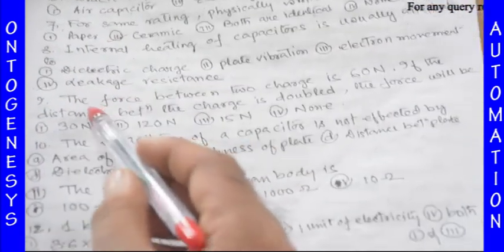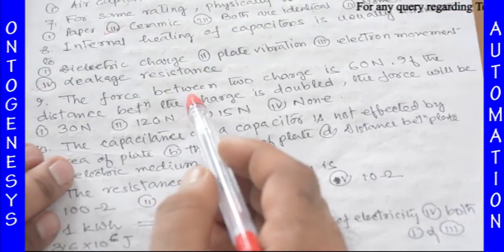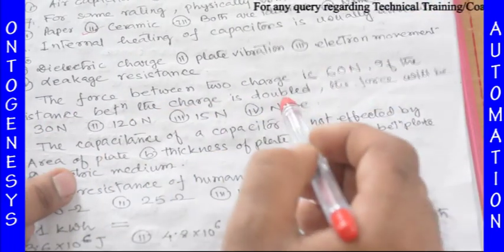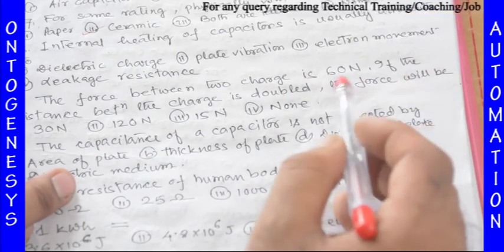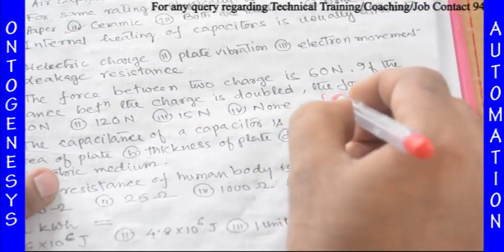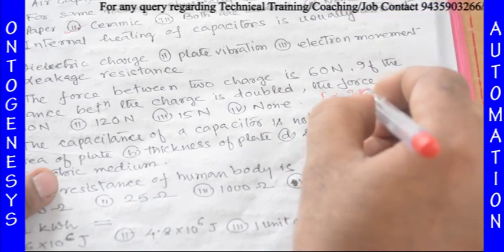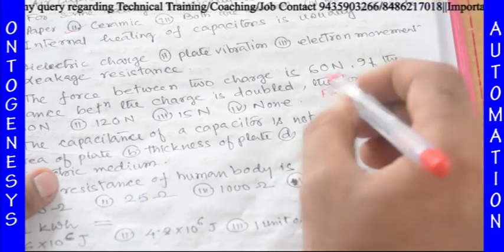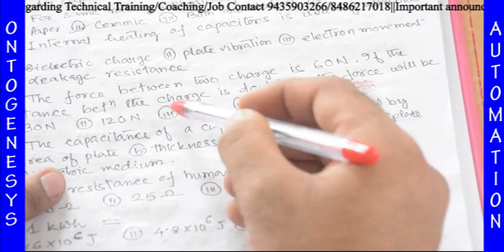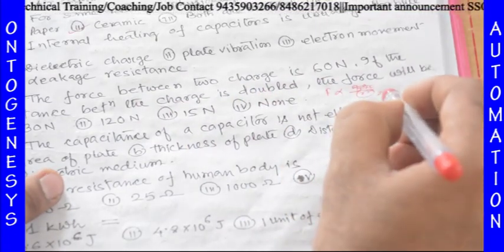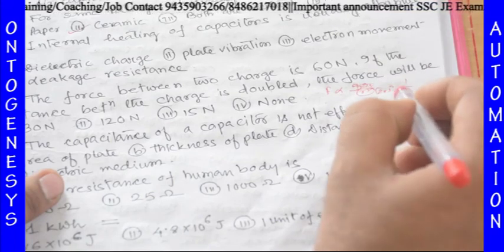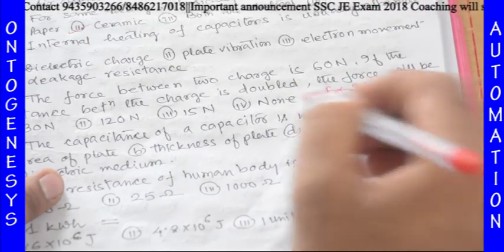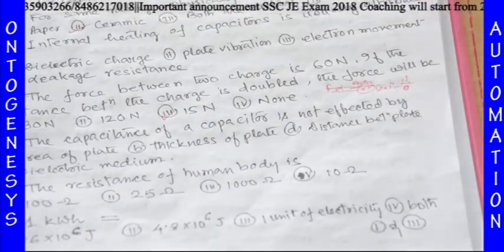Okay. Next one is the force between two charges is 60 Newton. If the distance between the charges is doubled, the force will be. So, force is 60 Newton and distance. So, we know force is directly proportional to your Q1 Q2 by R square. So, force is inversely proportional to your R square. Now, if the distance between the charges is doubled, so if R is equal to twice R, so it is 4 times. So, 60 Newton by 4. It is 15 Newton. Got my point?